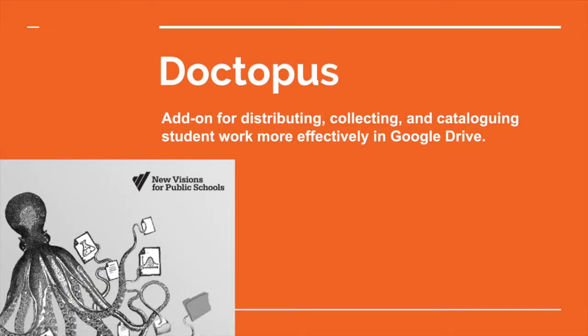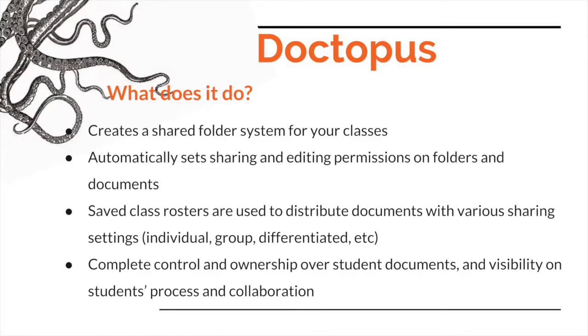This is a tutorial for Doctopus, an add-on for the distribution, collection, and cataloging of student work more effectively in Google Drive. Doctopus creates a shared folder system for your classes with individual sharing settings automatically set, giving specific editing permissions on folders and documents. It uses saved class rosters to distribute documents with various sharing settings for different purposes. It gives you complete control and ownership over student documents and visibility on students' process and collaboration.